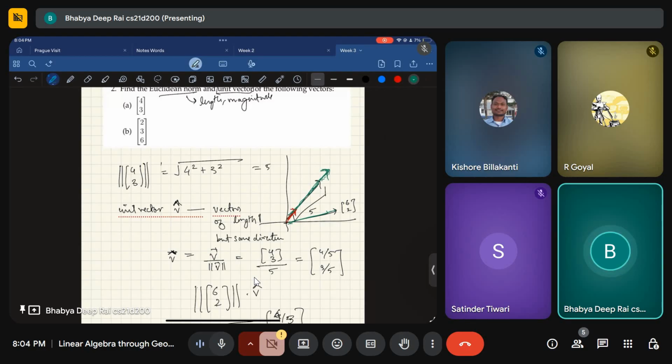The main application of a unit vector is always to orient a particular vector to a certain direction. A unit vector does not represent magnitude. I mean, it has magnitude 1, but in essence, it represents a direction.